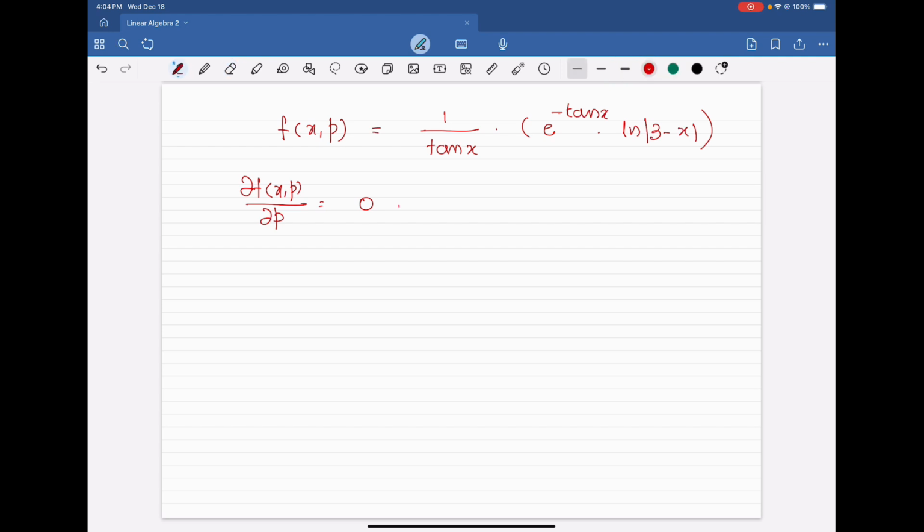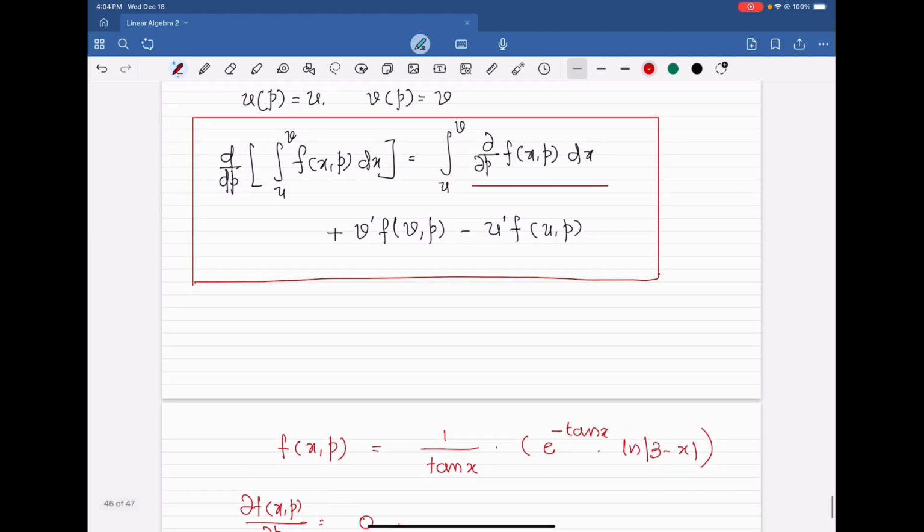And everything is okay. Even my way of teaching is also okay. Other tutors are also okay. But the only thing is why it has come like this. This is the reason why people have taken only second function derivative into something minus first function derivative into something. That's how they are in a simplified manner. But the original equation is d by dp of integral from u to v f(x,p) dx is equal to integral u to v dou by dou p of f(x,p) dx plus v dash f(v,p) minus u dash f(u,p). This is the real full equation.